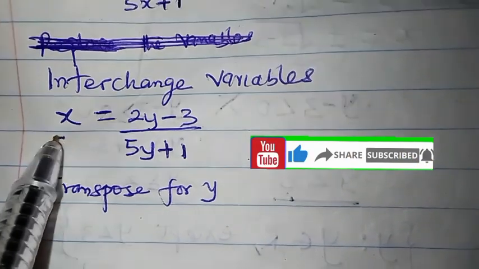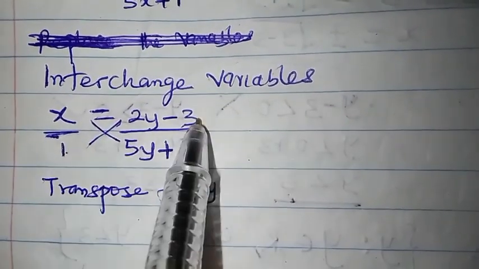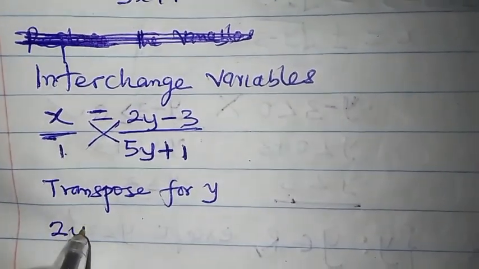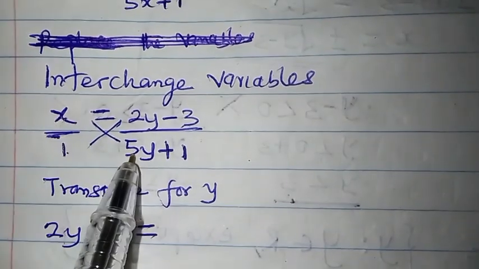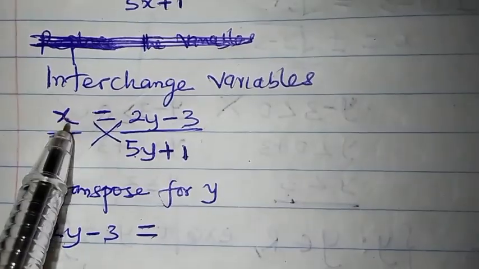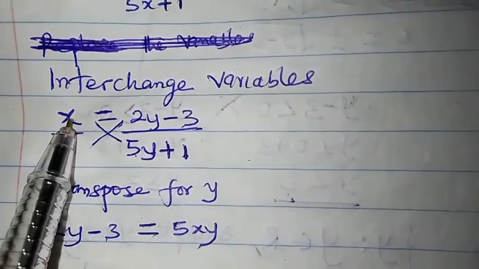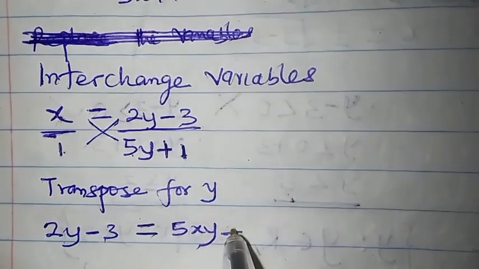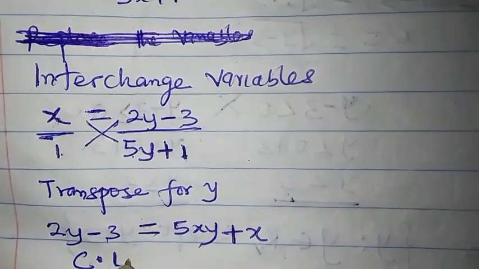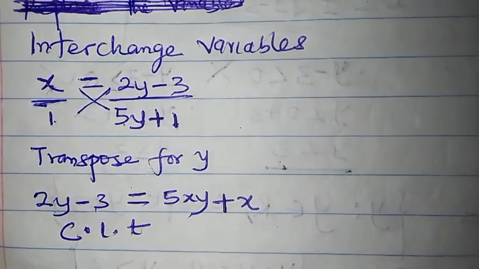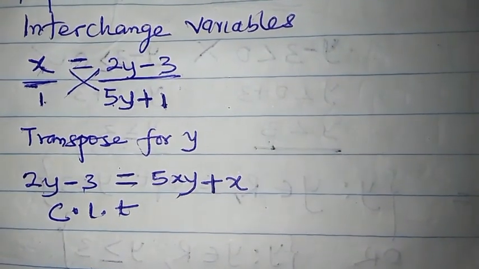Okay, this is over 1. We'll cross multiply. 1 times 2y minus 3 is still 2y minus 3. Then we'll use x to multiply 5y and 1. x times 5y is 5xy. x times 1 is x. So let's collect like terms. All the terms in y will be taken to one side, and all other terms taken to the other side.